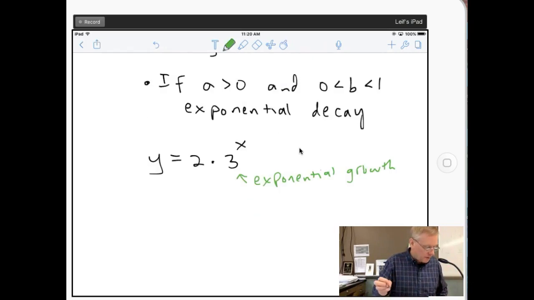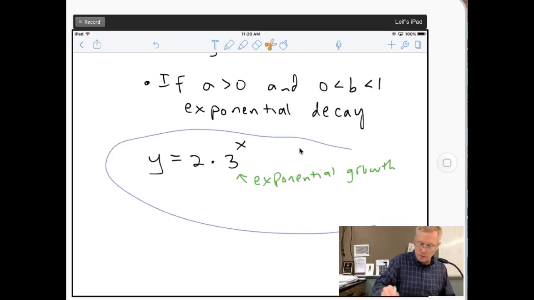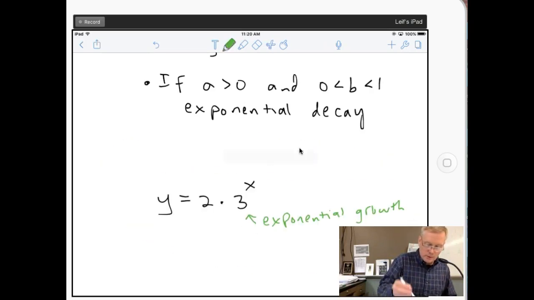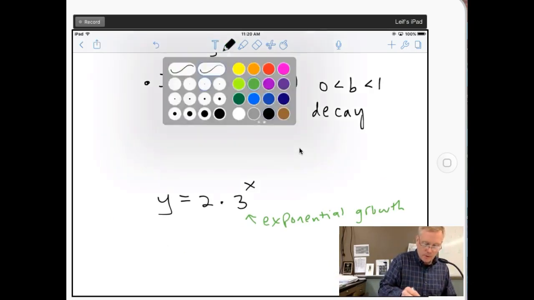All right, next. There's another equation I'm going to give you. Oh, one more thing on that is the y-intercept. Move this down a little bit. Sorry about that. The y-intercept is 0, a. Back to black.